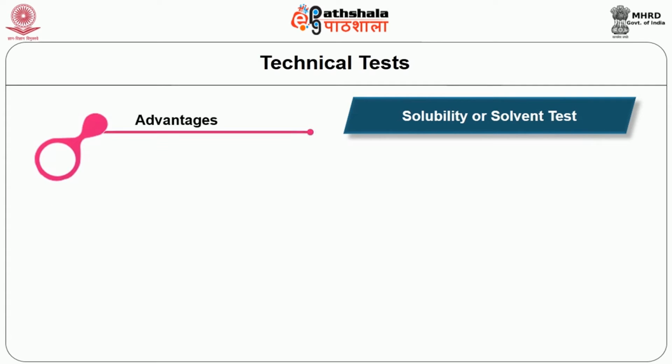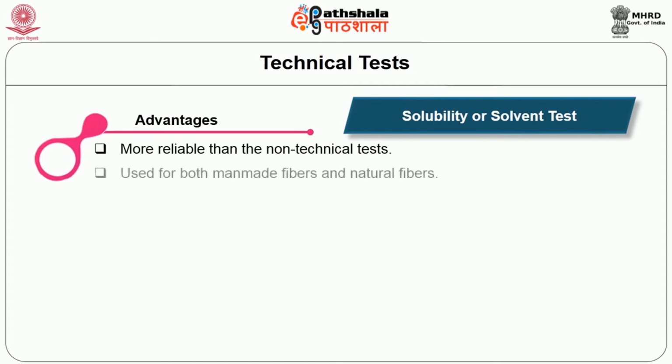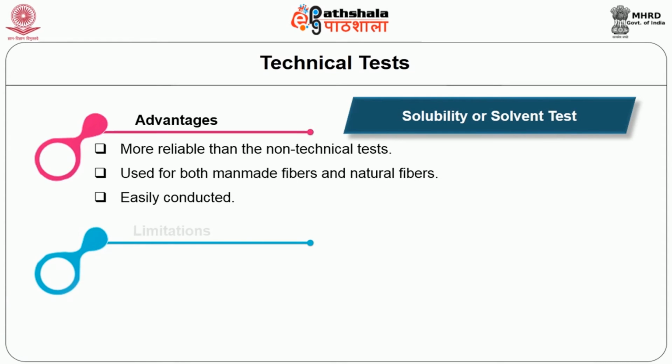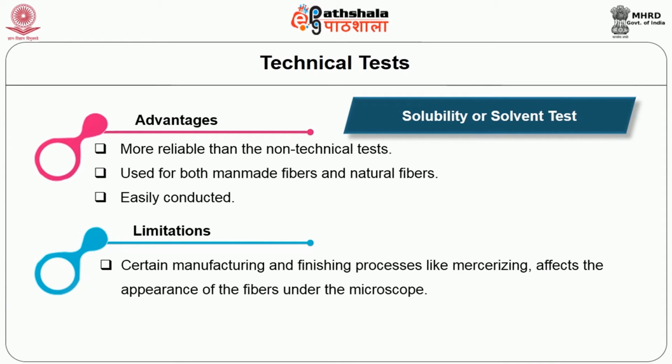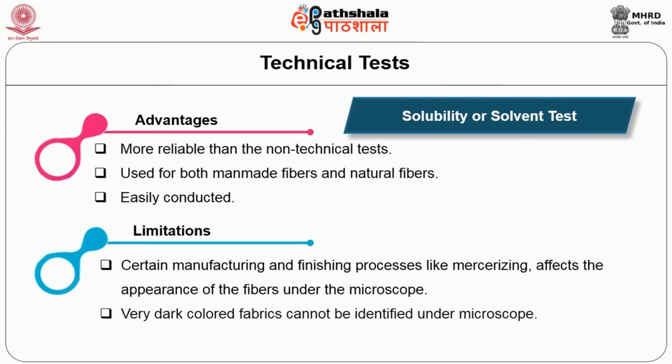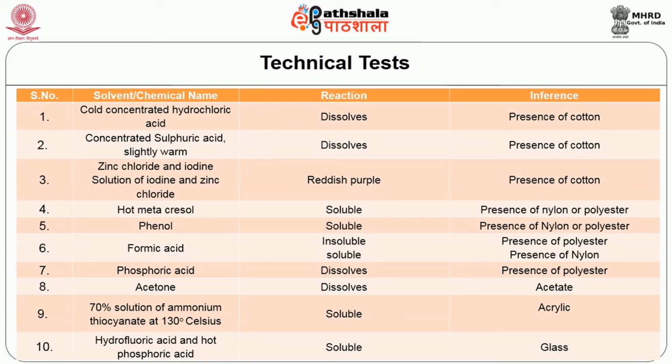The advantages of the test are that it is more reliable, useful for both man-made and natural fibers, and can be easily conducted. The limitation is that certain manufacturing finishing processes like mercerizing affect the appearance of the fibers, and very dark colored fabric cannot be identified under the microscope. The solvents used for identifying the various fibers are: various solvents or chemicals are given for various fibers like sulfuric acid, concentrated hydrochloric acid. So these are the chemicals used as a solvent for dissolution of the various fibers. Based on the dissolution, we can identify the fibers. Each fiber has its own solvent. That is the uniqueness of this test.